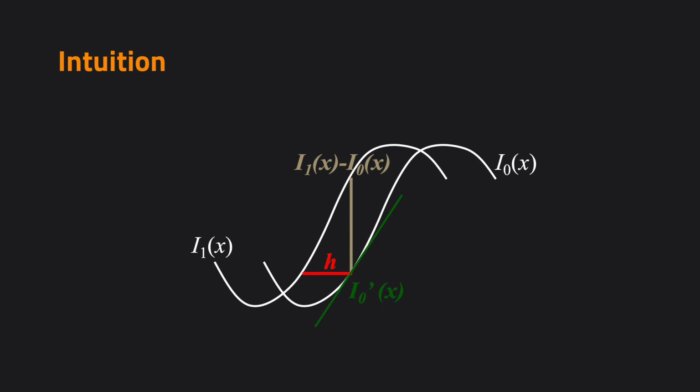Let's take an example of this one-dimensional signal. You can see that we have two continuous curves, I1 and I0, and I1 minus I0 is the difference at this location x between these two curves in one dimension. And the gradient of I0 at the location x says how we can update h so that we can find the same point on the curve of I0 and I1.